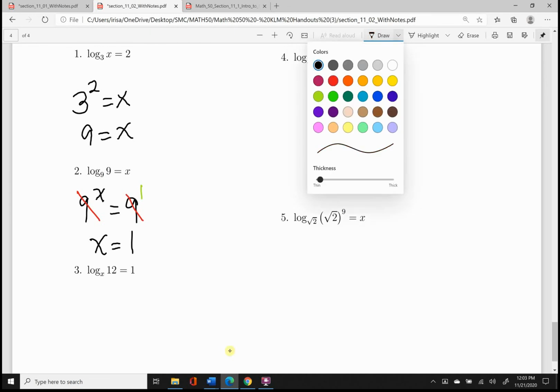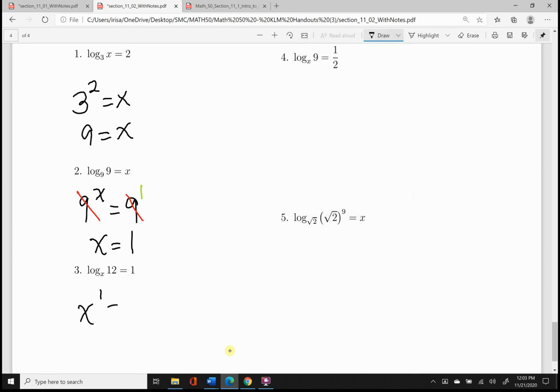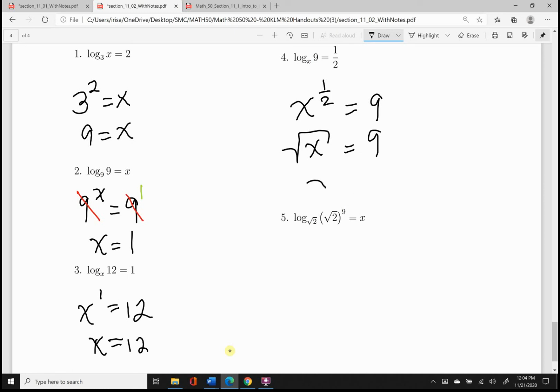Great. All right, for number 3, we have x to the first power equals 12. Okay, well, this exponent of 1 is really not saying anything at all. We could just straight up say we know that x has to equal 12 in order for this to be true. Cool. For number 4, x to the 1/2 power equals 9. 1/2 power, remember, that's the square root of x equals 9. What number, when square rooted, gives you a 9? X has to equal 81. You just got to square the 9 to get that one going.